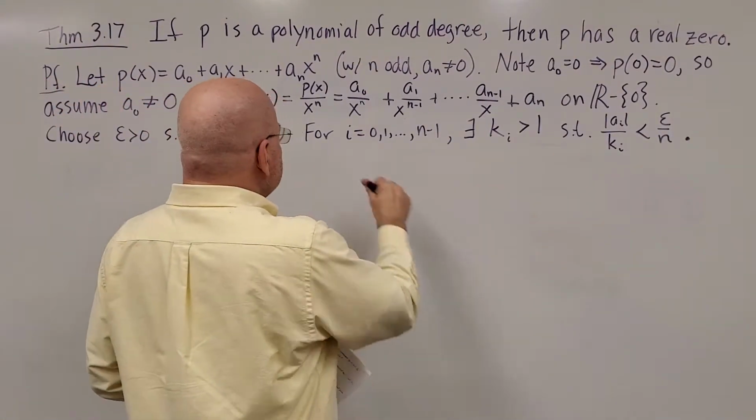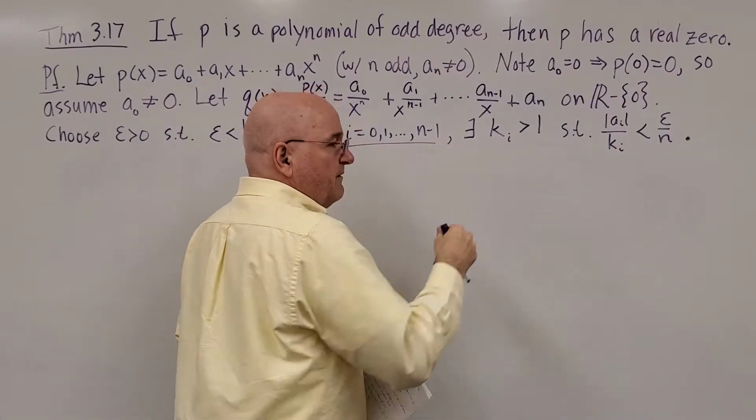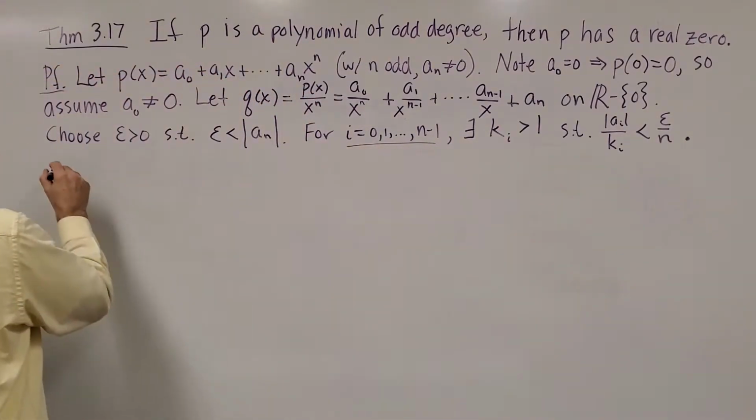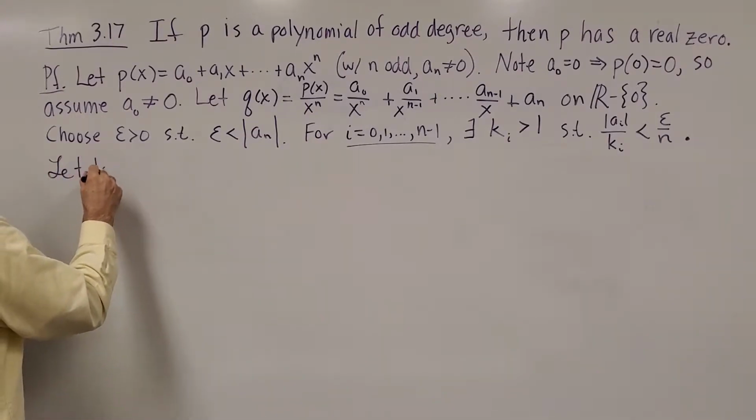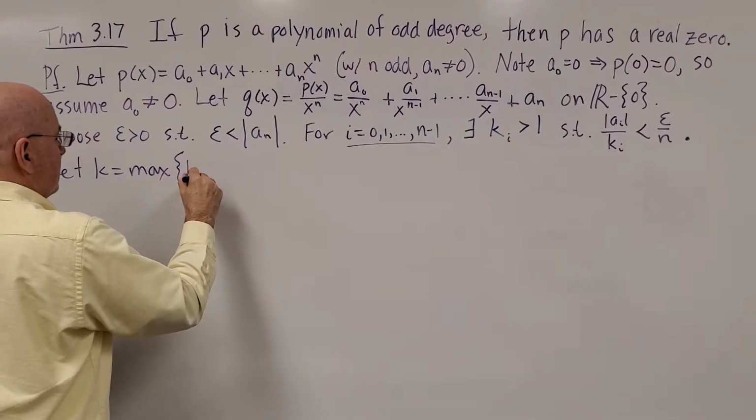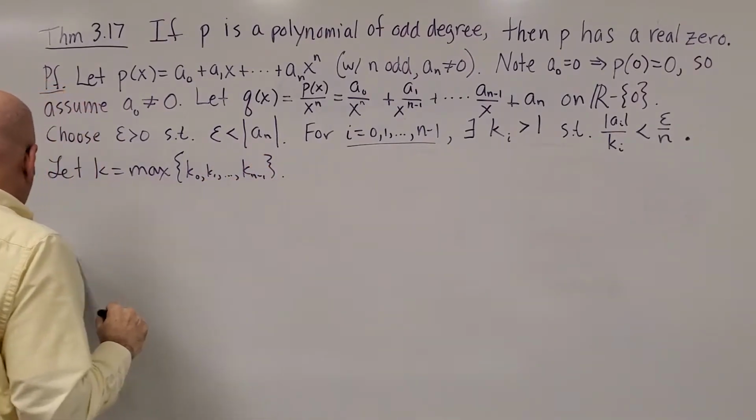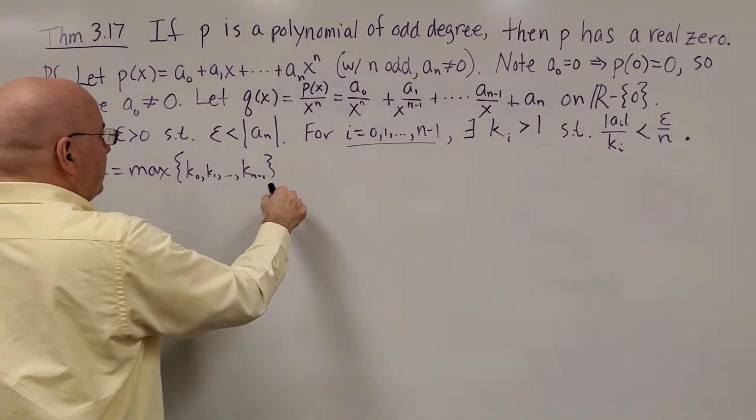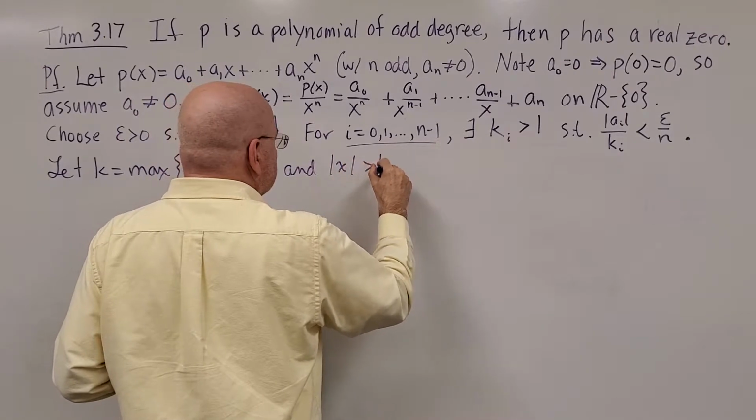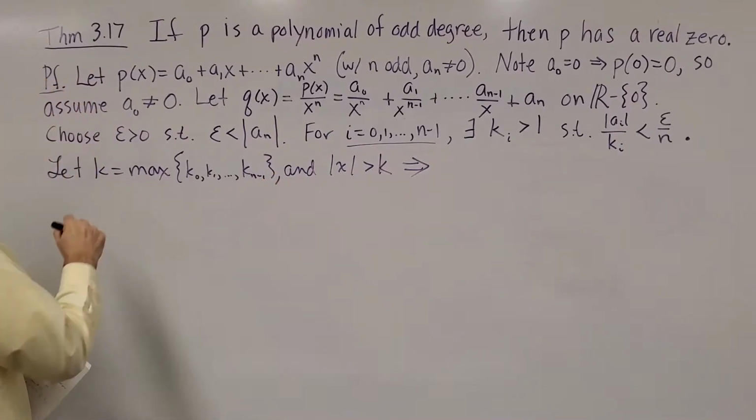Since there are a finite number of i's, there are a finite number of k's. Finite numbers have a min and a max. A finite set of numbers every time has a minimum and a maximum. So let's just let k equal the biggest among all of the k_i's. So I'll do k0, k1, all the way up to k_(n-1). K is going to be the biggest, or maximal.